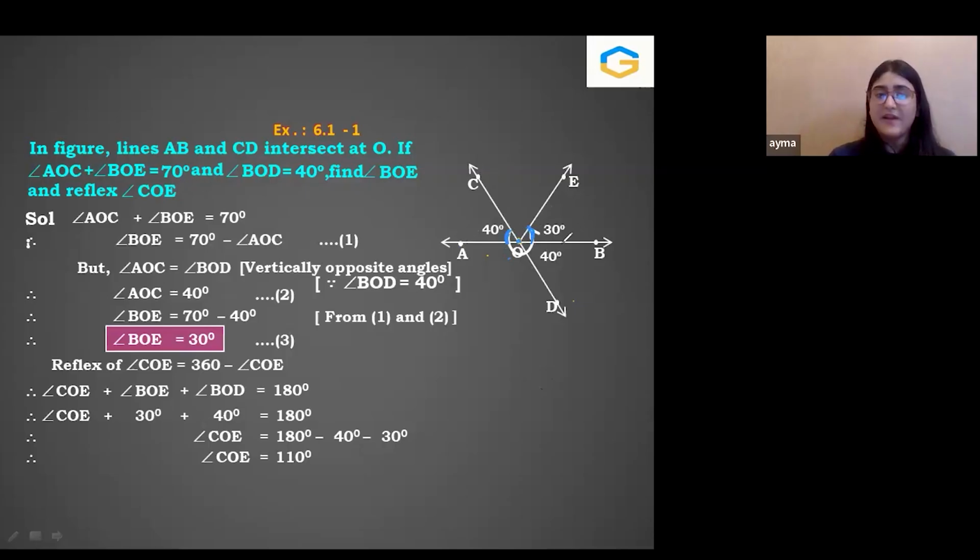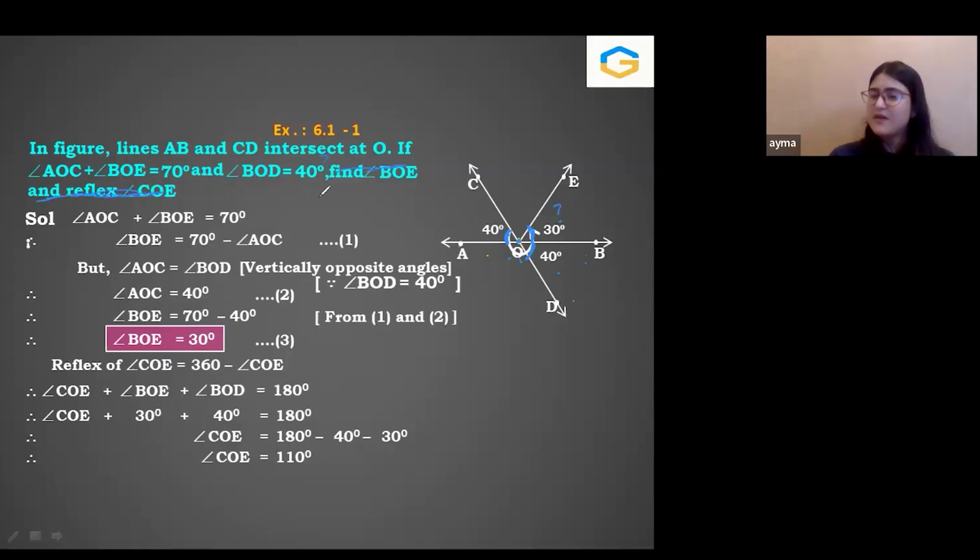It's equal to 70 degree and BOD, this specific angle is equal to 40. You need to find BOE, that means this angle simply, and reflex COE. Reflex फिलहाल रहने देते हैं, ये मैं आगे समझा दूंगी.